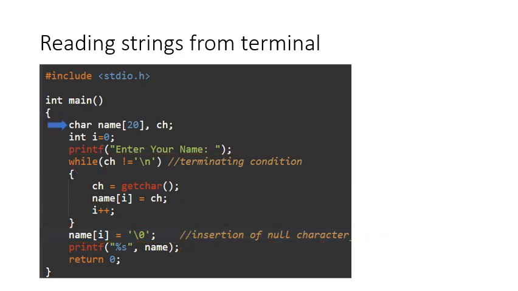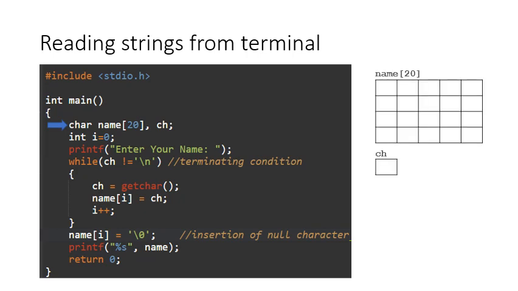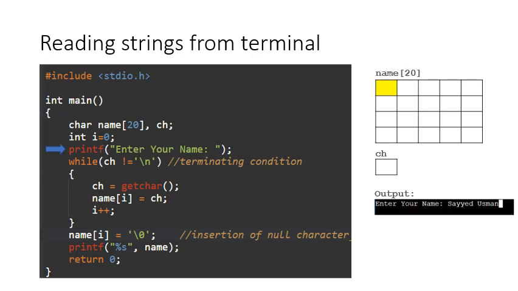So let's start and see how things actually work. This declares a 20-size character array by the name, and a character variable. So i equal to 0 initializes the first location of that particular array. It is there to push the character into this first location. I highlighted this with yellow. Now it enters a name. This is my name, Syed Usman. So it has two parts with a white space.